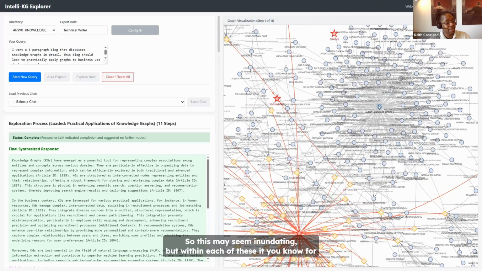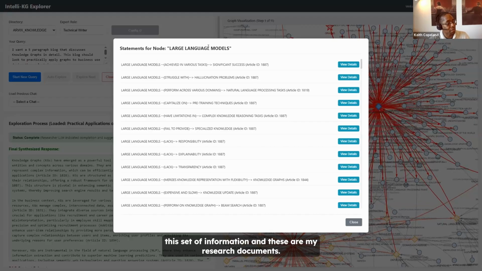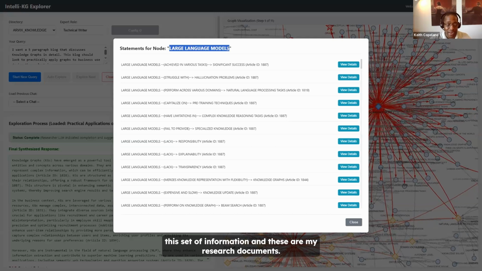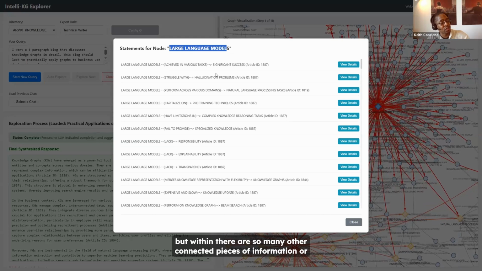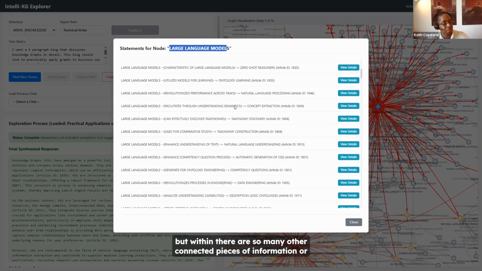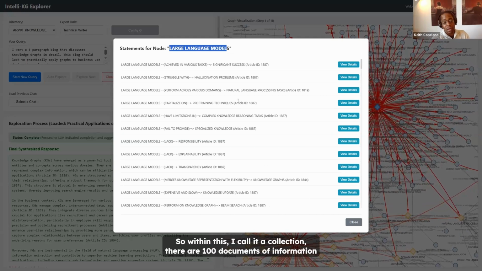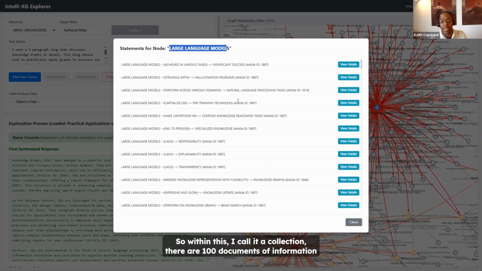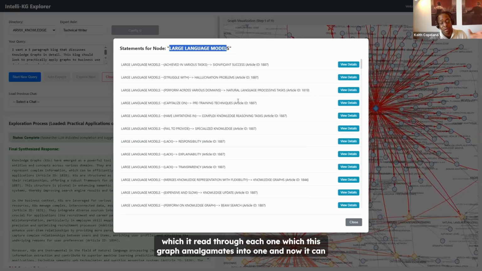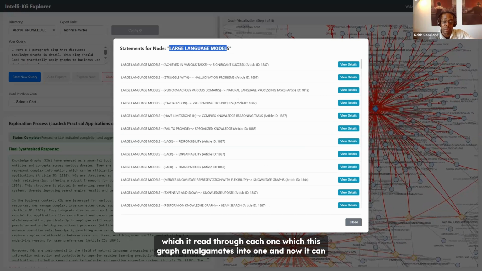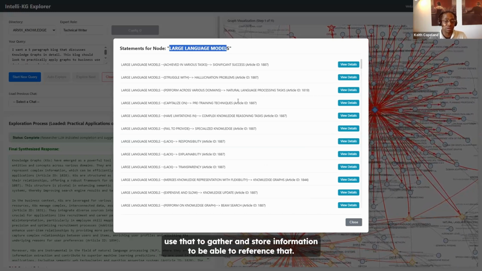So this may seem inundating, but within each of these, for this set of information, and these are my research documents. So large language model is a relevant fact, but within there are so many other connected pieces of information of relevance that are across multiple documents. Within this, I call it a collection. There are 100 documents of information, which it read through each one, which this graph amalgamates into one. And now it can use that to gather and store information to be able to reference that.